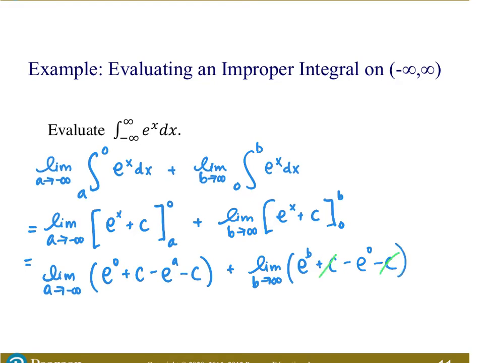All right, so we know our plus c minus c's cancel each other out. Also going to cancel each other out. e to the 0 is 1 here, minus e to the 0 here. And so we are left with e to the negative infinity plus e to the positive infinity. So 1 over e to the infinity plus e to the infinity, which is 0 plus infinity, which is divergent again.